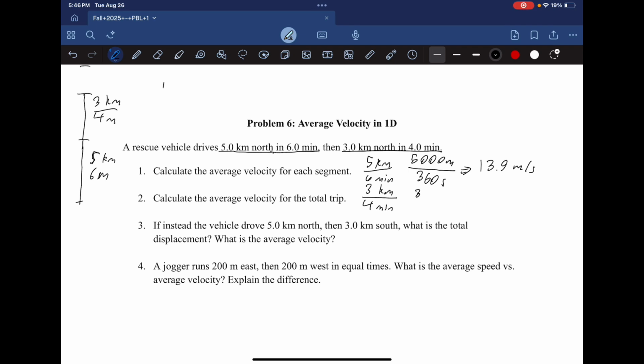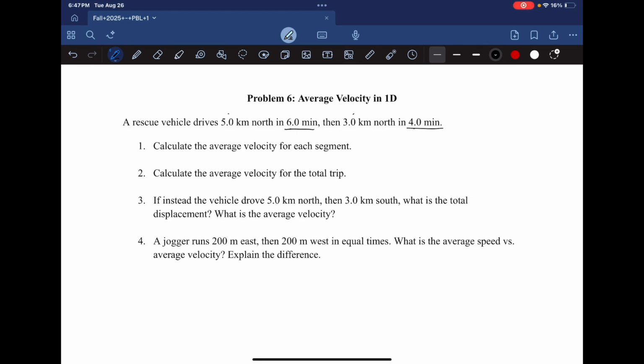Then for the next part, we have 3 kilometers over 4 minutes. In 3 kilometers, there are 3,000 meters. In 4 minutes, there are 240 seconds. And if you plug this into the calculator, you get that it goes 12.5 meters per second. So 13.9 is the average velocity for the first segment, and 12.5 is the average velocity for the second.